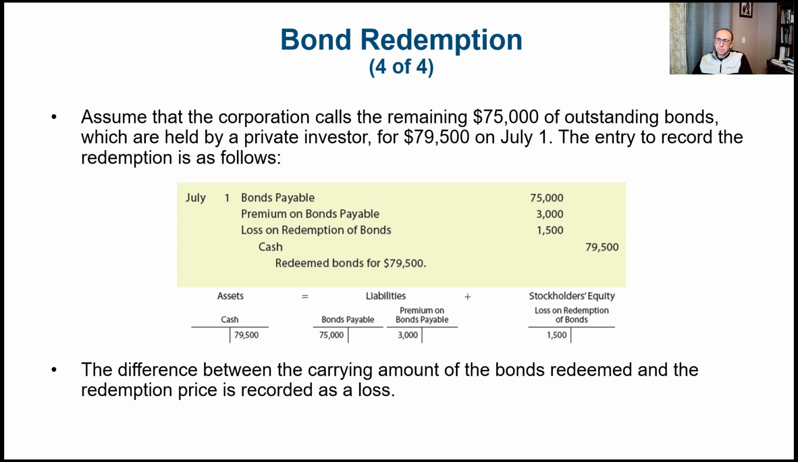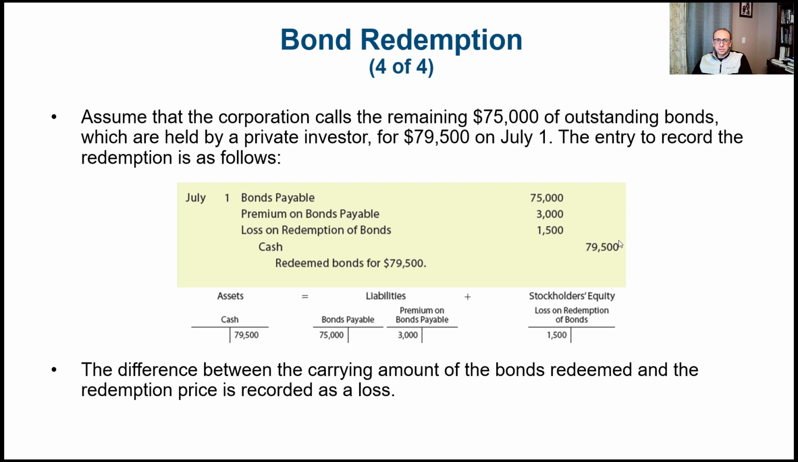Again, we're going to do the same thing. Cash is pretty straightforward. We're going to credit cash for $79,500. We paid this cash. And then we are going to get rid of the bonds payable by debiting it for $75,000, getting rid of its related premium, which is the remaining $3,000 premium on bonds payable. So for something that has a $78,000 book value or carrying value, we paid $79,500.